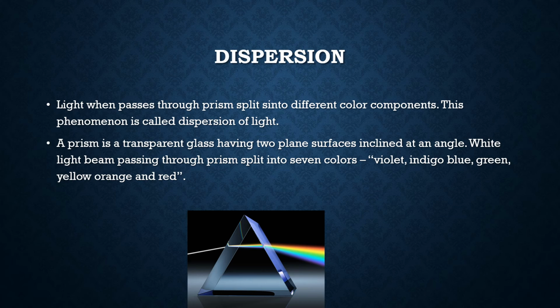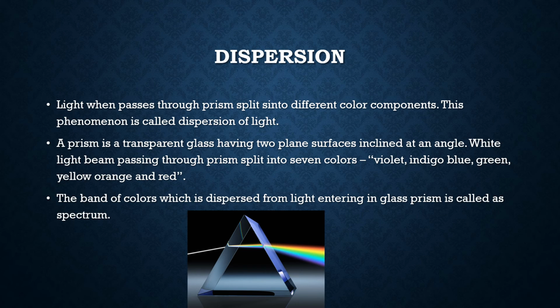Formation of a rainbow is because of dispersion, along with reflection, diffraction, and many more concepts. The band of colors which is dispersed from light entering a glass prism is called a spectrum.